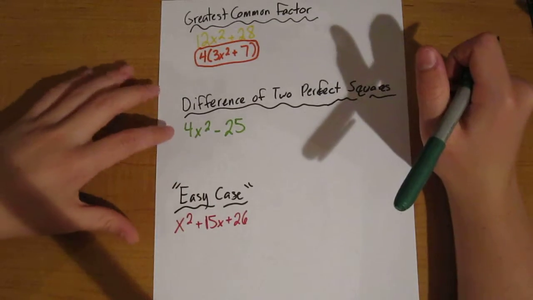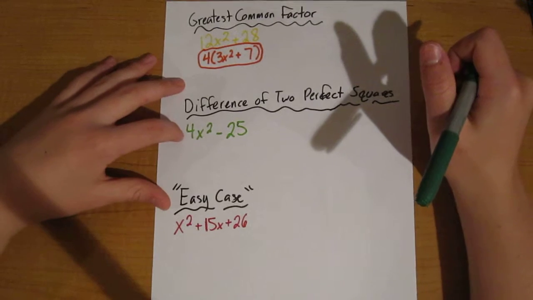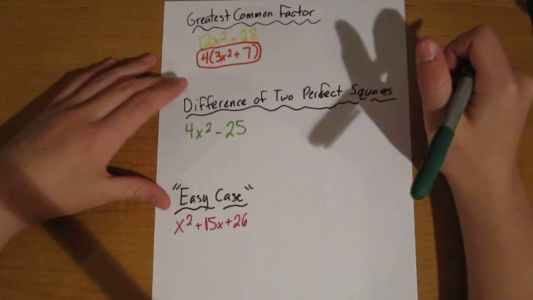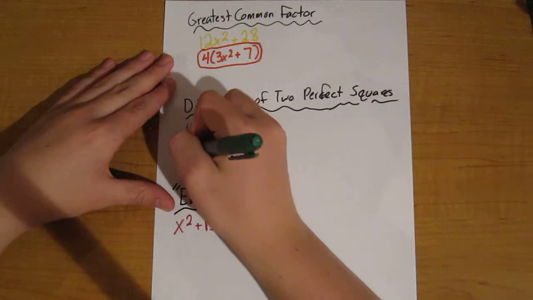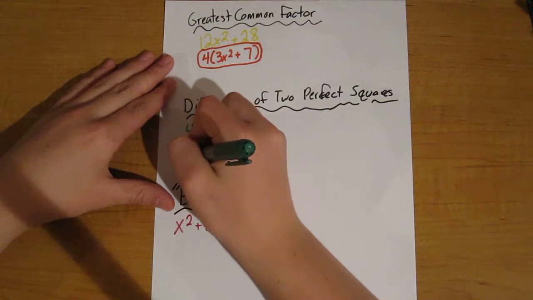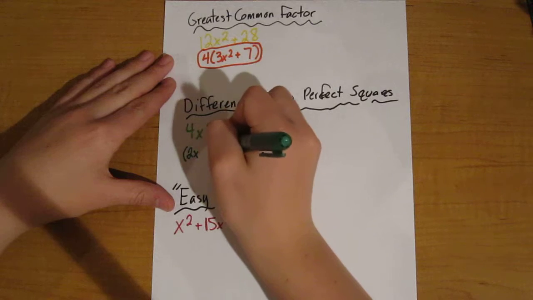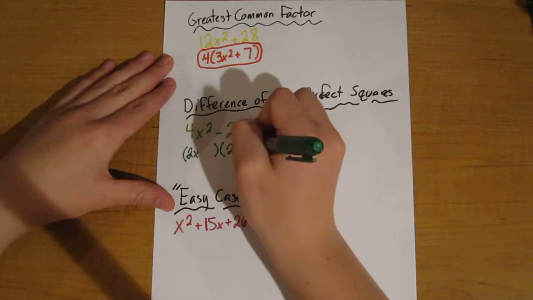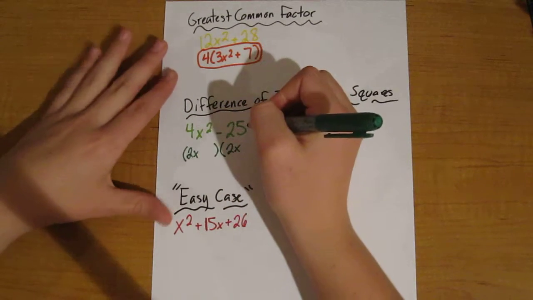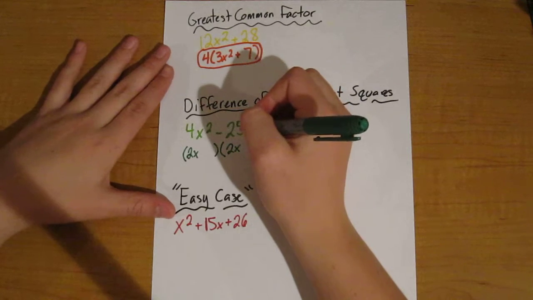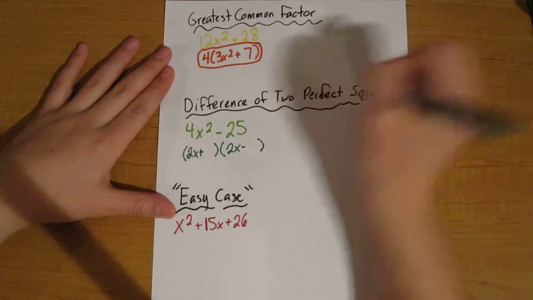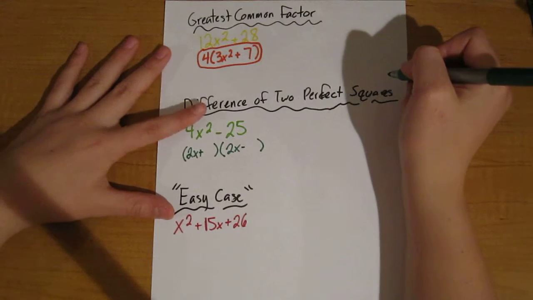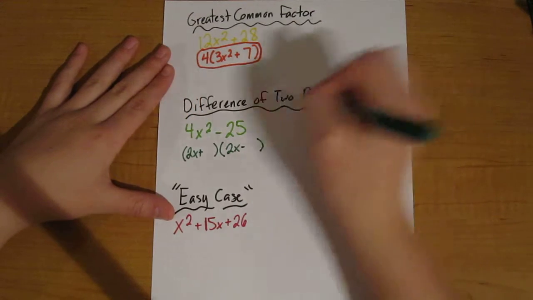So, for the difference of two perfect squares, we're going to find the square root of 4x squared and 25. So, the square root of 4x squared is 2x. I'm going to go ahead and make our parentheses. Alright, so knowing that we have to have a positive times a negative to get to a negative, I'm going to go ahead and have a plus and minus symbol, and then we're going to find the square root of 25, which would be 5.